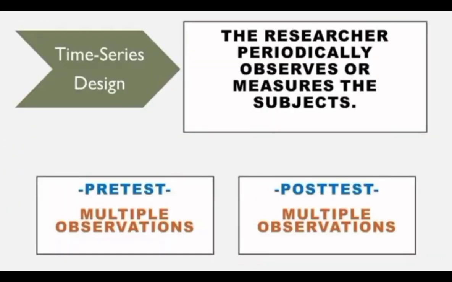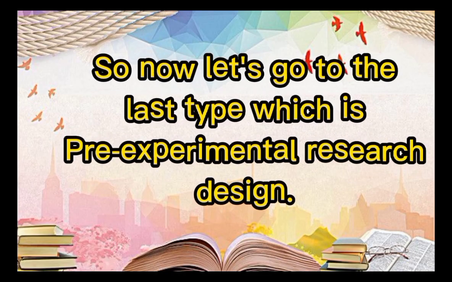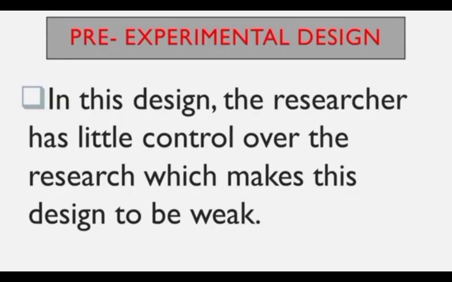The other type of quasi-experimental research design is the time series design. Here, the researcher periodically observes or measures the subjects. So the pretest has multiple observations that the researcher will do. The same for the post-test, with multiple observations as well. So now let's go to the last type, which is pre-experimental research design.